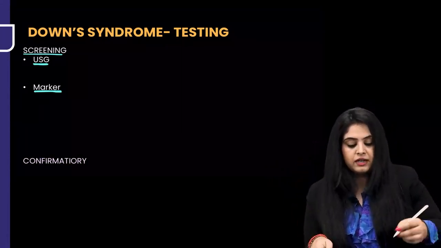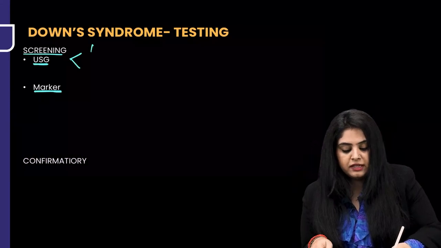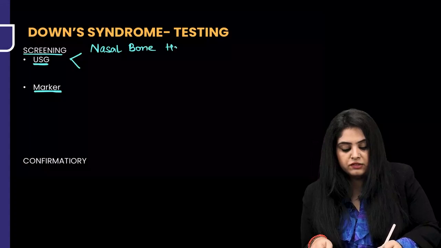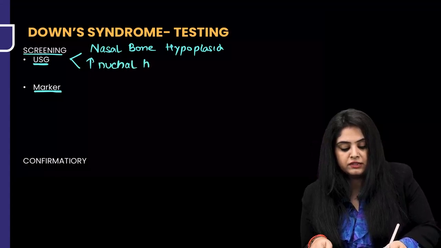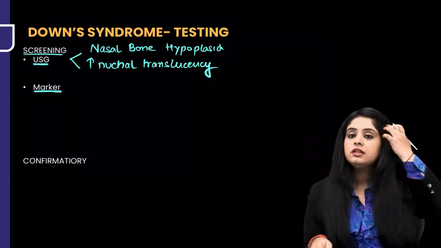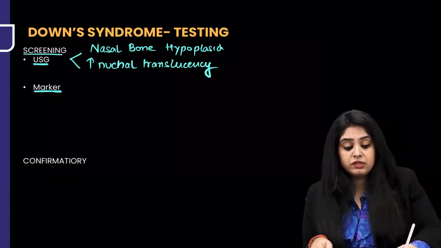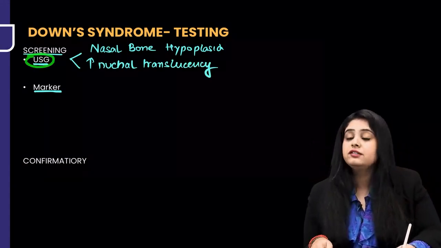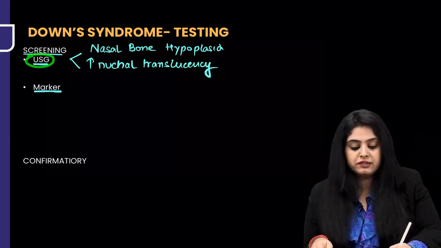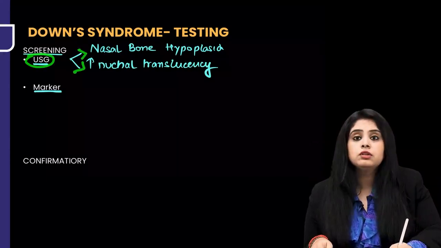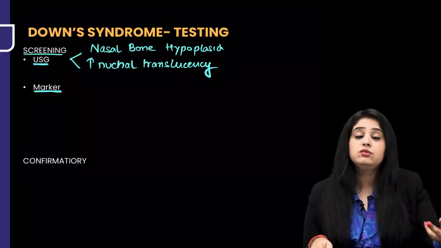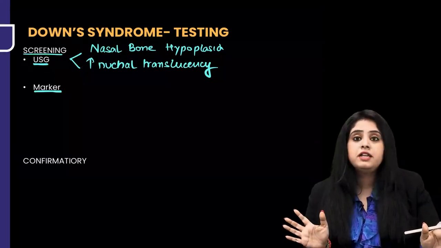So in screening, the radiologist sees two things. Number one, did I tell you the nasal bone will not be developed? So there is nasal bone hypoplasia. And secondly, the radiologist notices increased nuchal translucency. So if these two things are noted by a radiologist, there is a very high suspicion of Downs, that is nasal bone not developed and nuchal translucency which is seen near the neck. So nuchal translucency increased, very high chance of Downs.